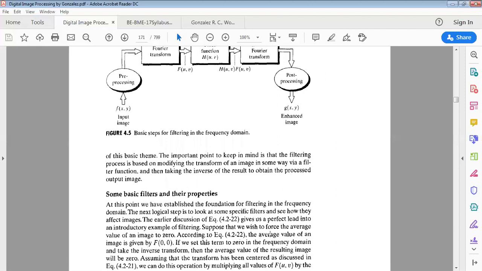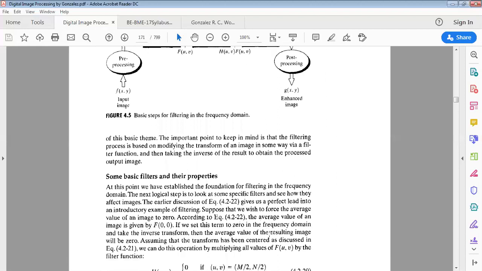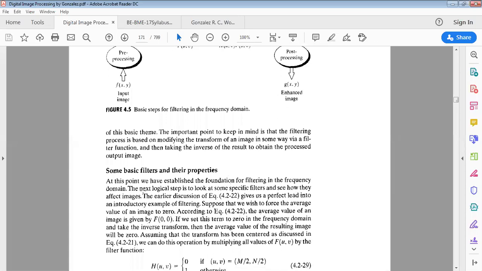Now, once we have seen the basics of the filtering process, let us look at some basic filters and their properties. At this point, we have already established the foundation for filtering in the frequency domain. The next step is to look at some specific filters and see how they affect images.